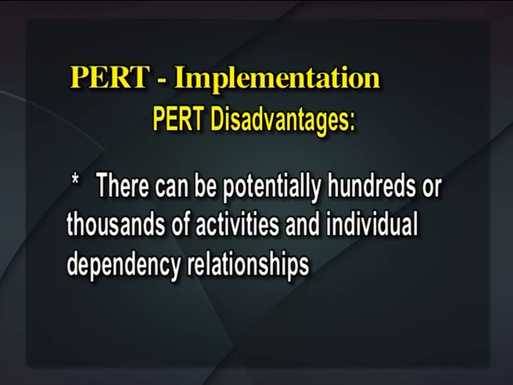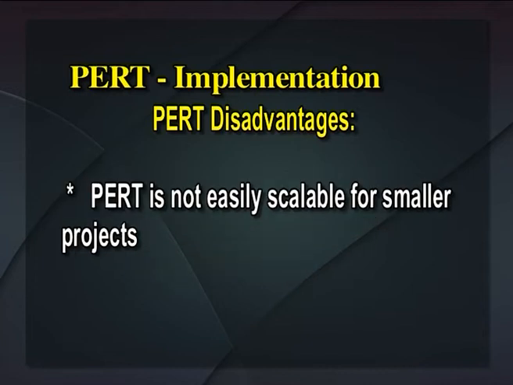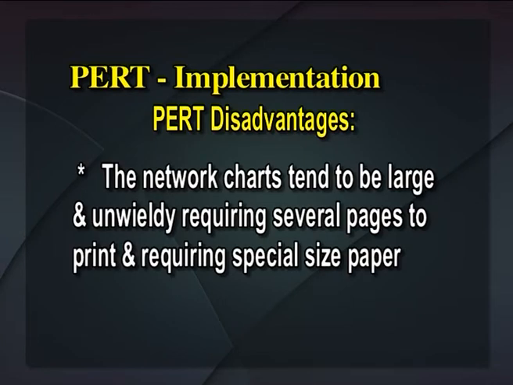There can be potentially hundreds or thousands of activities and individual dependency relationships. PERT is not easily scalable for smaller projects. The network charts tend to be large and unwieldy, requiring several pages to print and requiring special size paper.